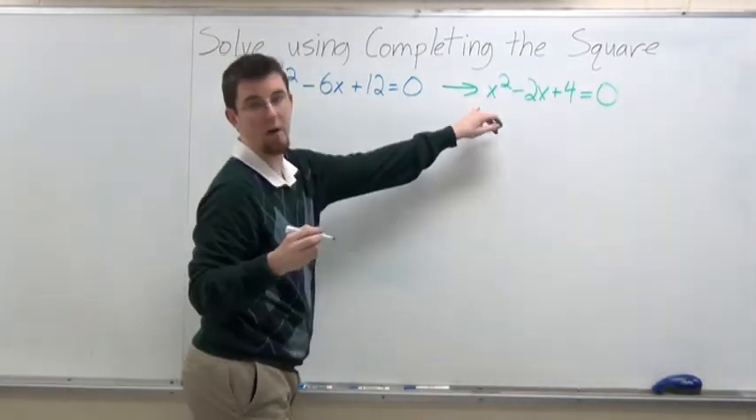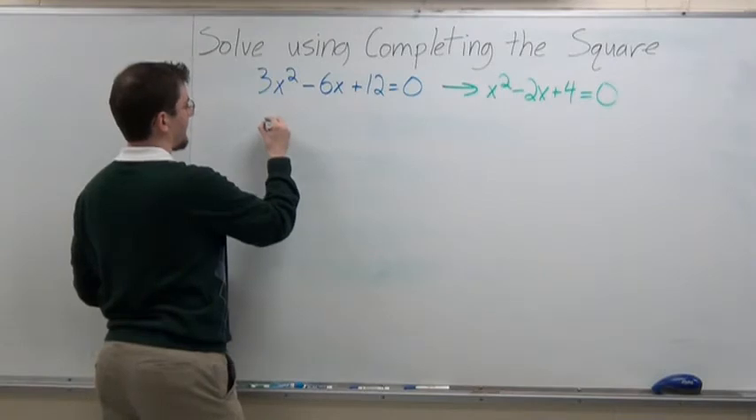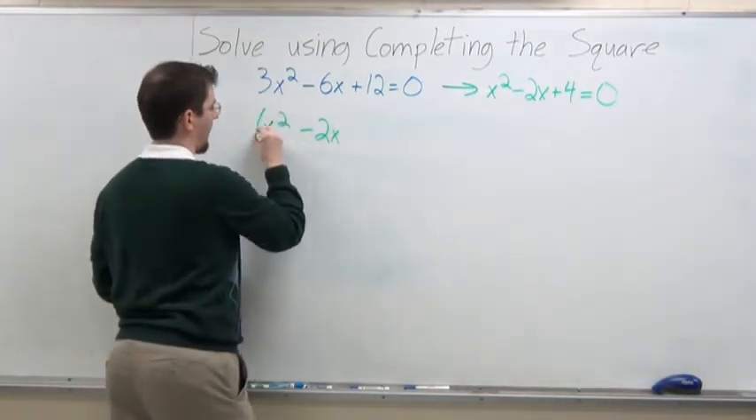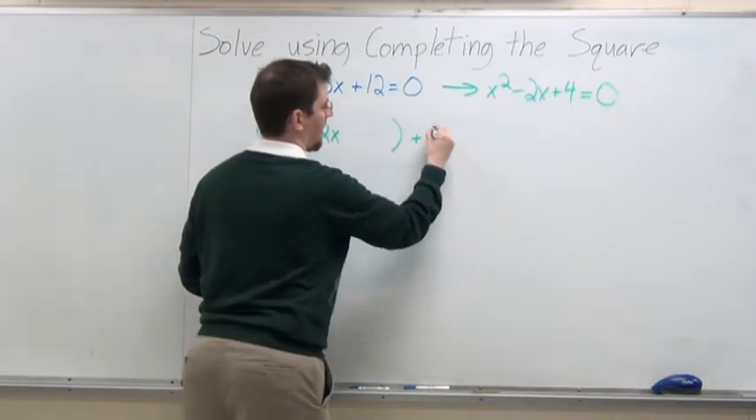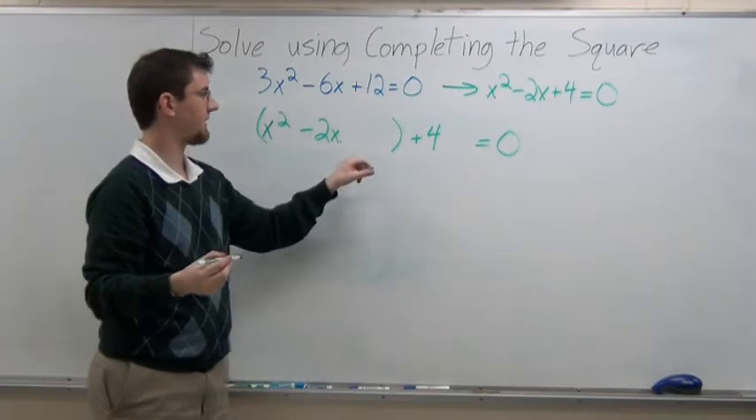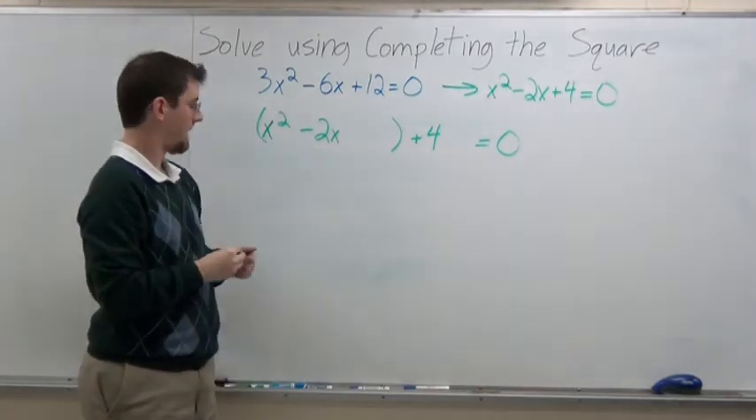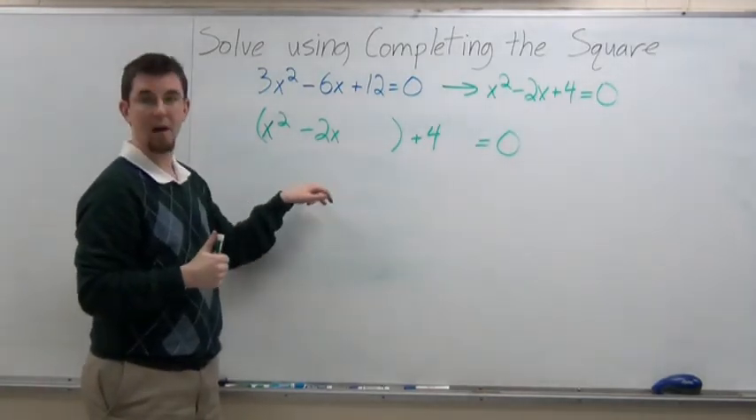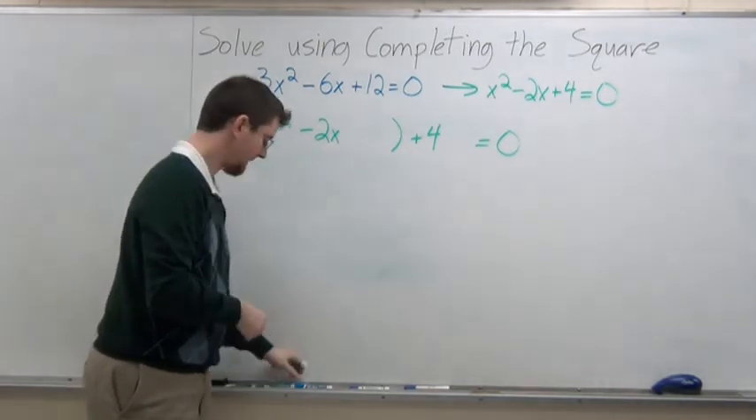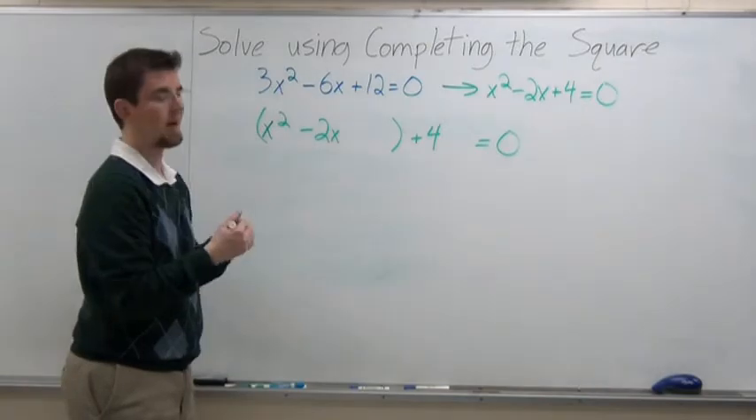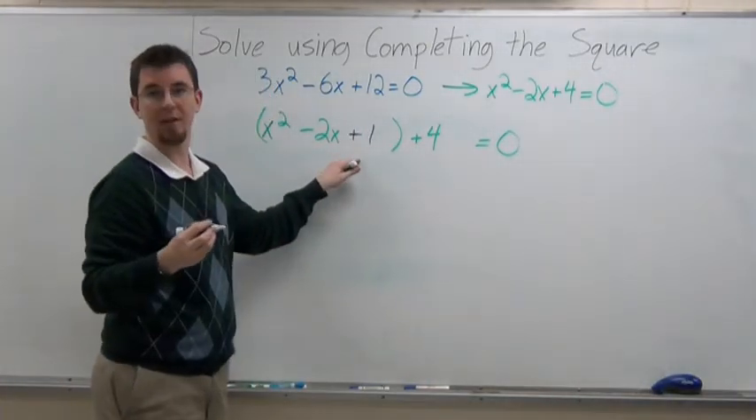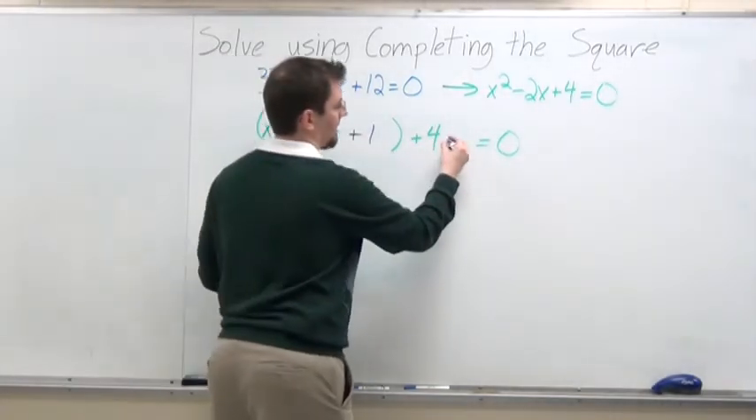So I've got a 1x squared plus 4 equals 0. Again, just give myself some space. I'm going to take negative 2 divided by 2, and then square it. And that becomes negative 1 squared, which is 1. If I add 1 to the equation, I need to subtract 1.